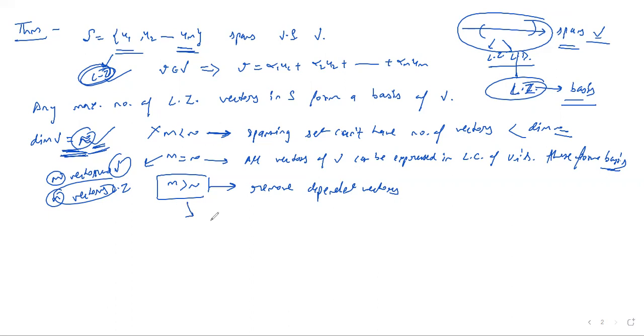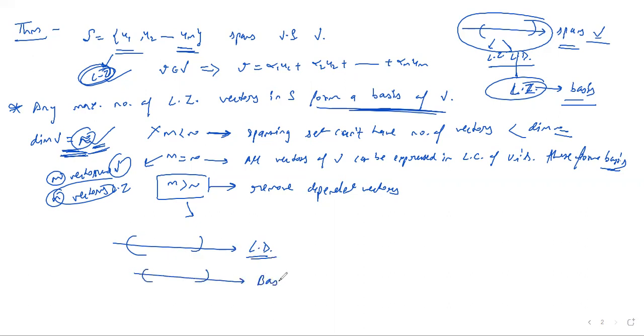Then we'll just remove all those vectors which are linearly dependent. So from this we got that any maximum number of linearly independent vectors in S will form the basis of V. We can also state it like this: if from this set S I delete all the vectors which are linearly dependent, then the set of remaining vectors will form the basis, because it contains all the vectors which are linearly independent.